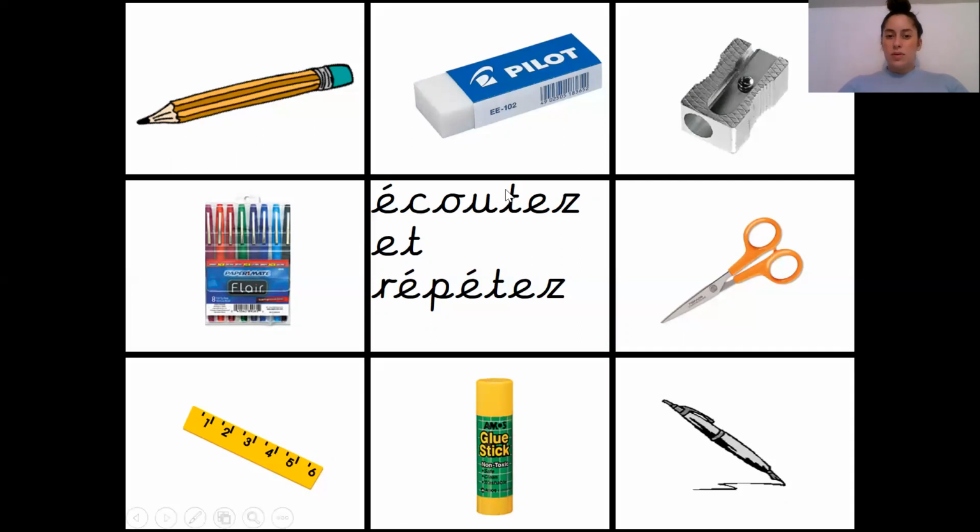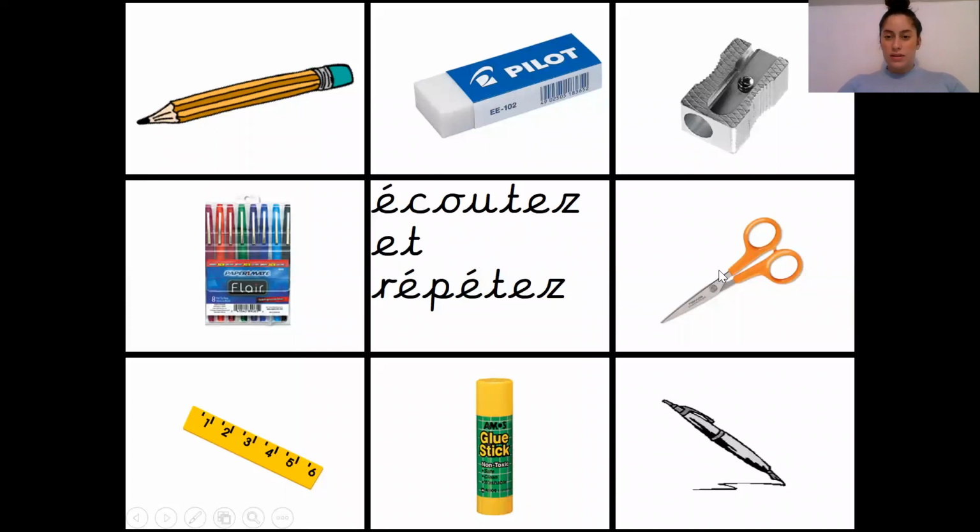If you remember, these two were two instructions that we learned about as well. Écouter means listen, and répéter means repeat. So, écoutez et répétez. Un crayon, une gomme, un taille-crayon, des feutres, des ciseaux, une règle, un bâton de colle, un stylo.